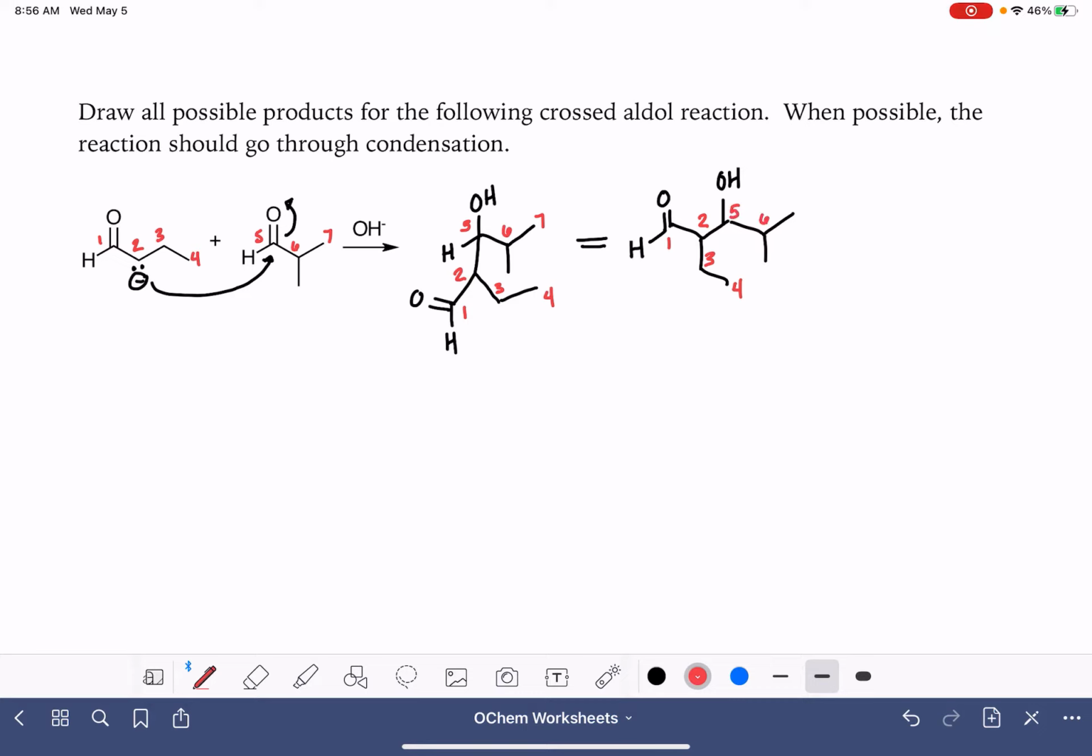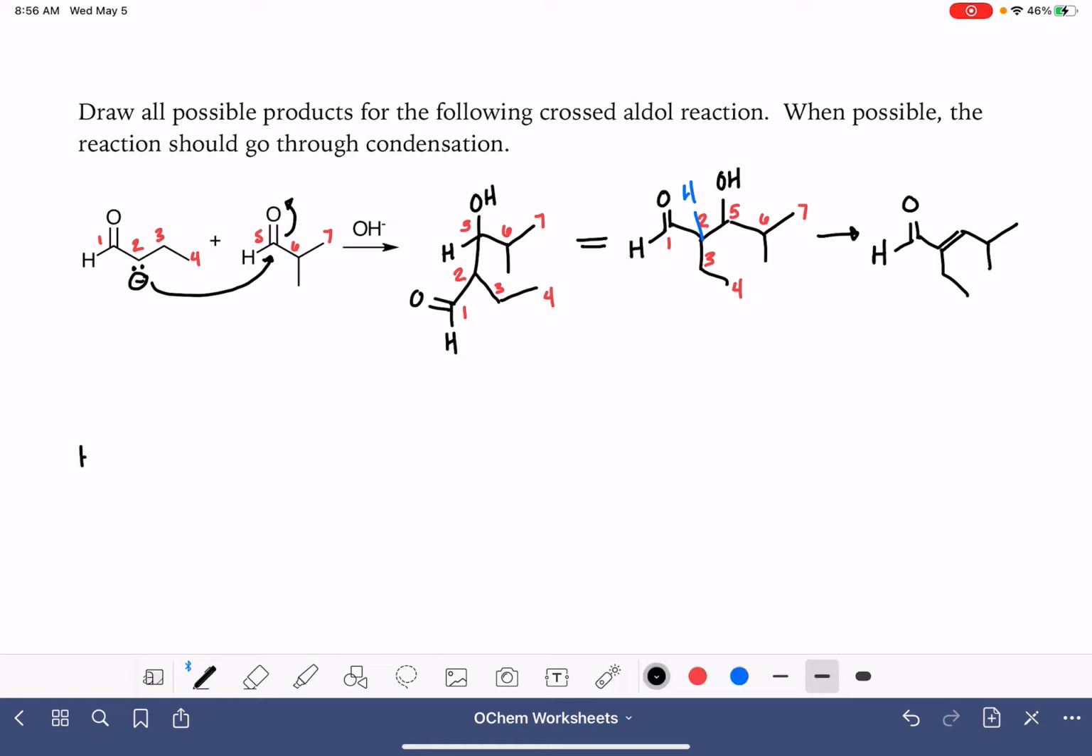So 5, 6, 7. And then also I want to recognize that I do still have another alpha hydrogen, which means that I can do a condensation reaction. That's going to put a double bond in between carbons 2 and 5. That's going to happen by the removal of the hydrogen and the OH on carbons 2 and 5. So here's one possible product.